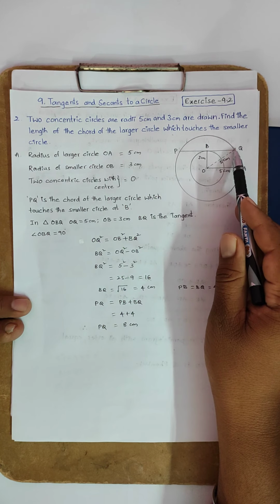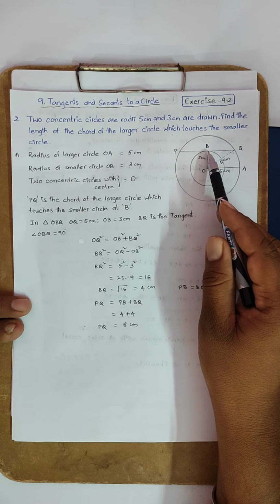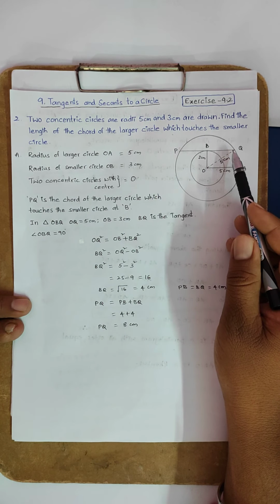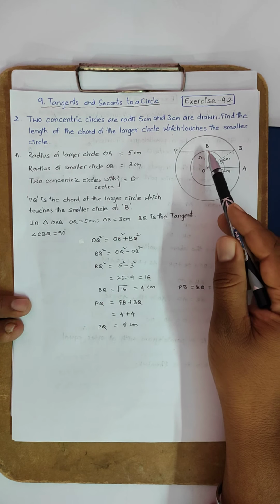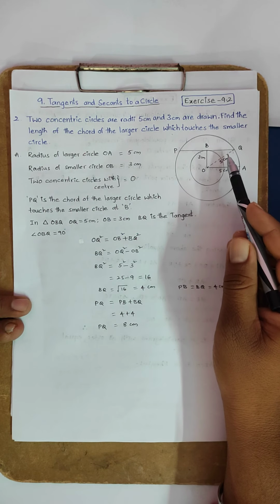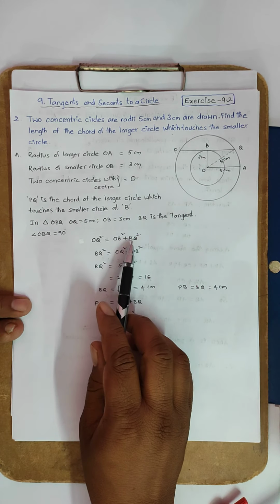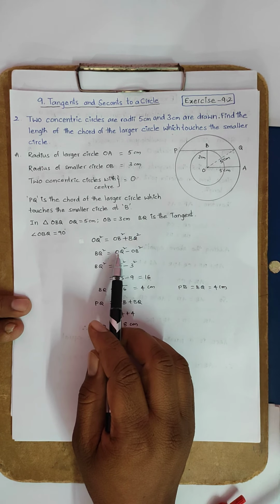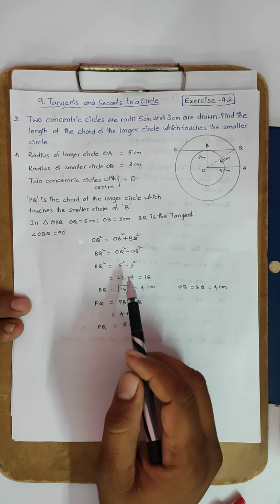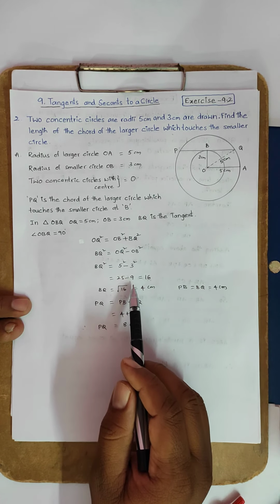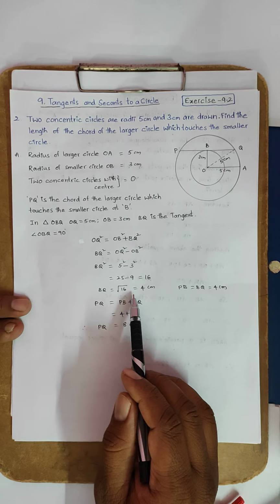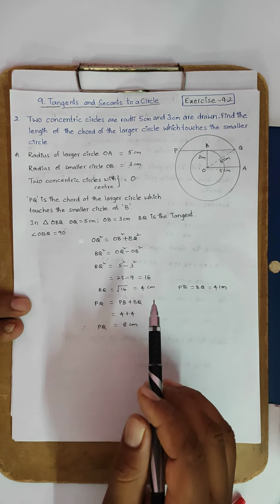Triangle OBQ has a right angle at point B, so OQ is the hypotenuse. By the Pythagoras theorem, OQ square equals OB square plus BQ square. To find BQ, write BQ square as the subject: OQ square minus OB square. OQ is 5, OB is 3. 5 square is 25, 3 square is 9. Their difference is 16. BQ equals root 16, so BQ equals 4 centimeter.